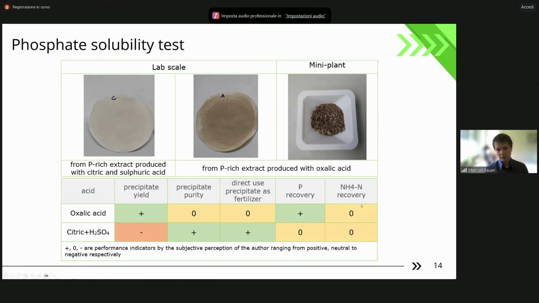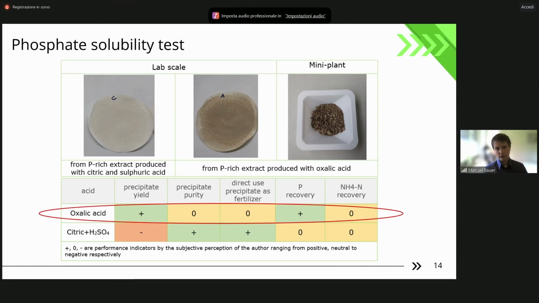Overall, the ammonia recovery was mediocre, 40 to 50%, so not a lot of difference there. And we chose the oxalic acid for further processing, because we thought that the overall phosphate removal was the more important part in the whole procedure.